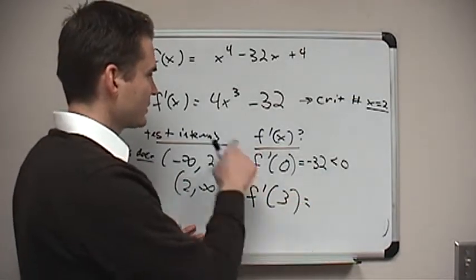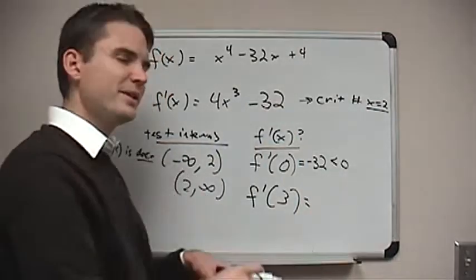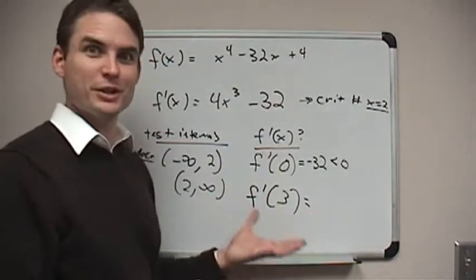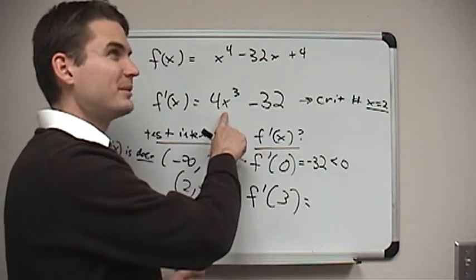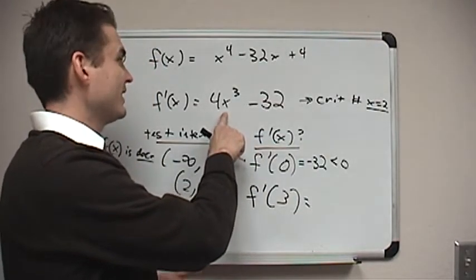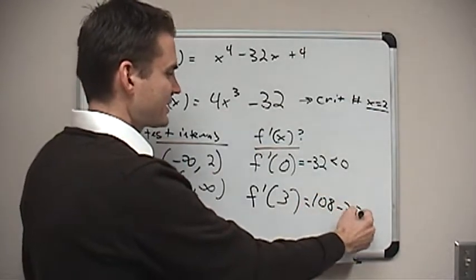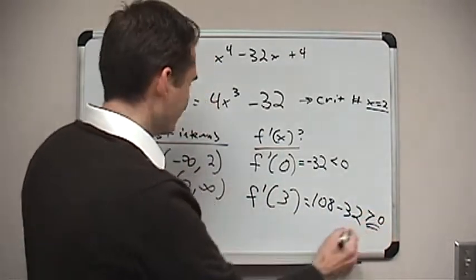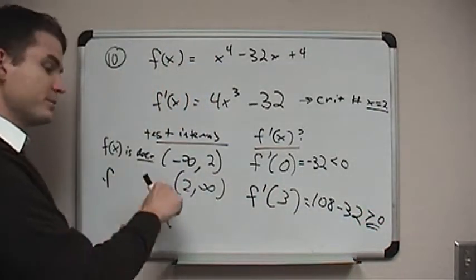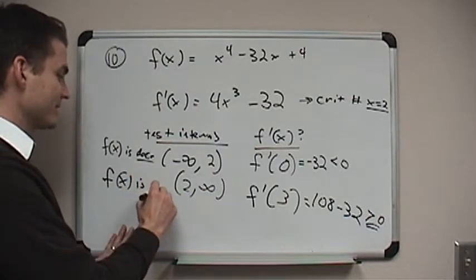Okay. So 4 times 3 cubed minus 32. Now, actually, you don't even have to compute that number as long as you know if it's positive or negative. Now, 4 times 3 cubed, well, 3 cubed is 27. 4 times that, it's going to be like 108. 108 minus 32, oh, it's some big number. Certainly bigger than 0, though. Okay. So on this interval, from 2 to infinity, the function, the original function, is increasing.